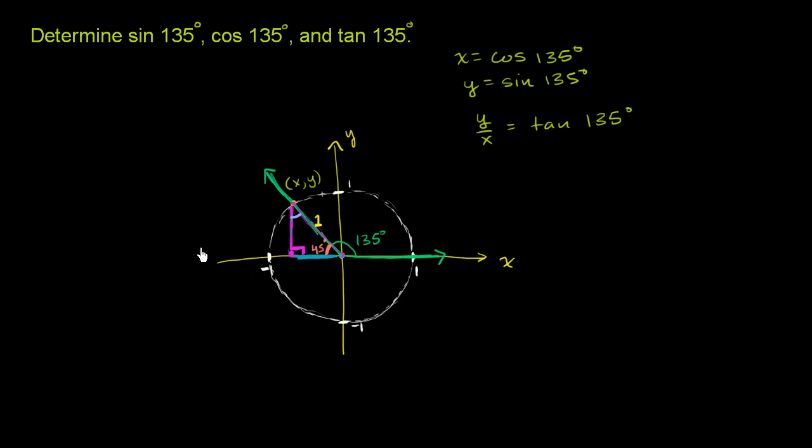Well, we know that the angles in a triangle have to add up to 180 degrees. So if you call this angle theta, we know that theta plus 45 degrees plus 90 degrees, because we have 90 degrees right over here, this right angle, must add up to 180 degrees. Or theta plus 135 must add up to 180. If you subtract 135 from both sides, you get theta is equal to 45 degrees. So this is also 45 degrees. Theta is also 45 degrees.